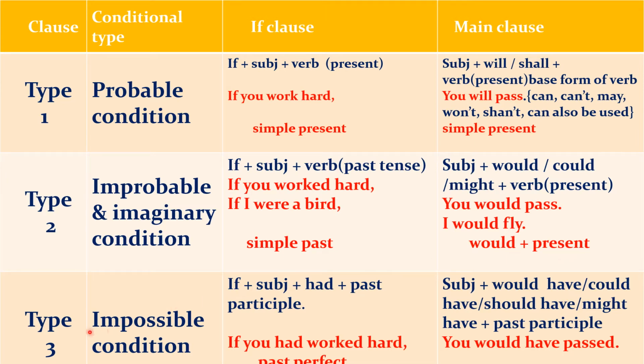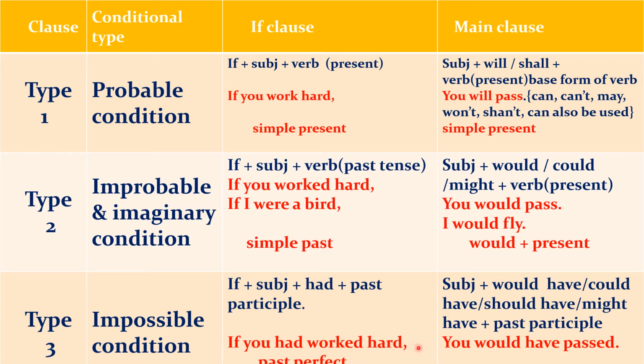Then in the third type, we are using if plus subject plus had plus past participle. This third type is also called impossible condition. See the example: if you had worked hard, you would have passed. If plus subject plus had plus past participle. This is called past perfect tense in the if clause.